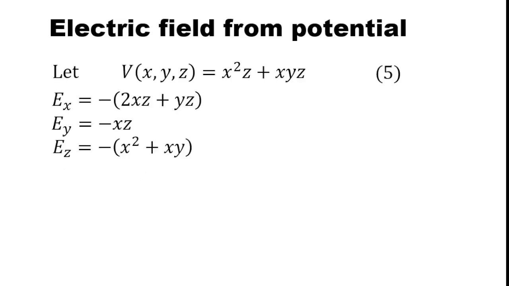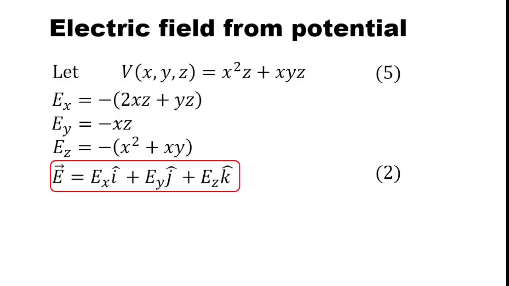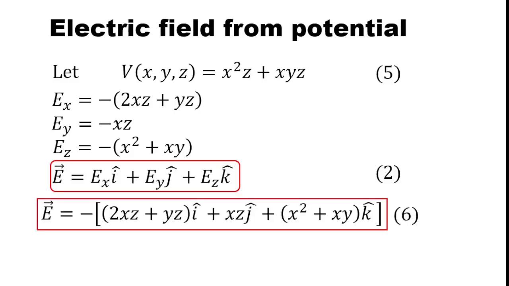Now we have the three components. We will put these components in the expression of electric field vector as shown in equation 2. So putting these values in equation 2 and taking minus sign as common, we have the expression for the electric field vector. So this is the method. If we are given some potential, we can find the electric field vector easily by partial differentiating the potential function with respect to x, y and z.